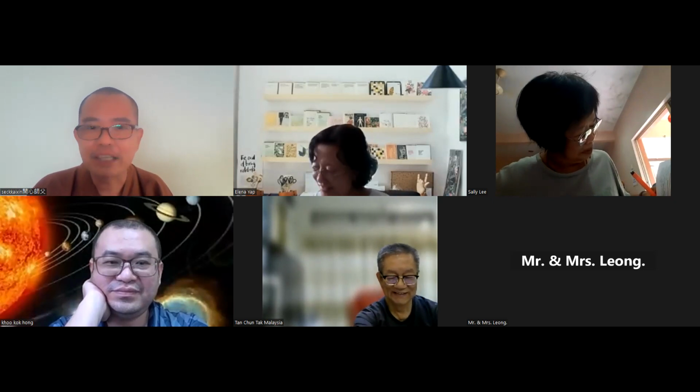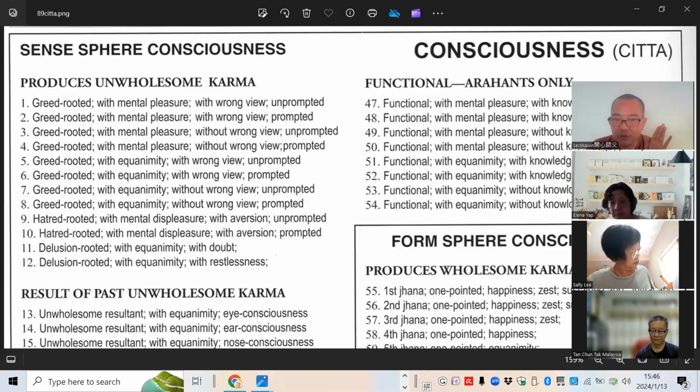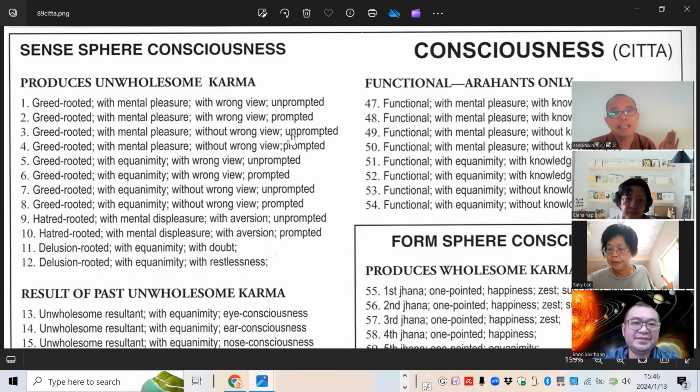Okay, now we know the first unprompted, second unprompted, third unprompted, and the fourth unprompted. We know that already. Like Kok Hong, can you repeat for me again? The first unprompted is labeled with number what? Number 1. Second unprompted is labeled with number 3.